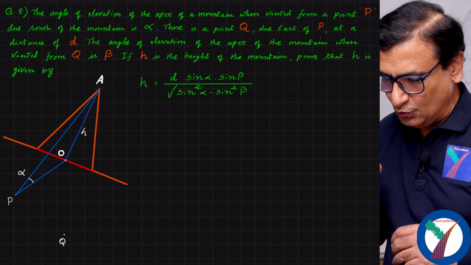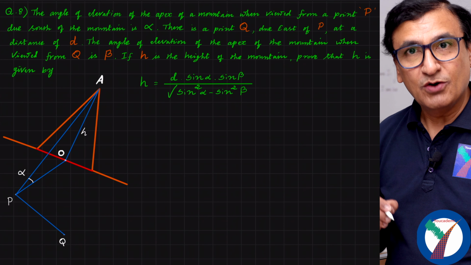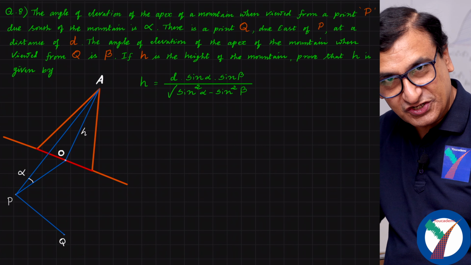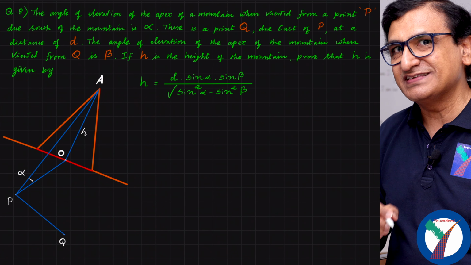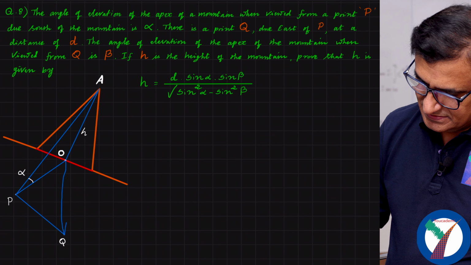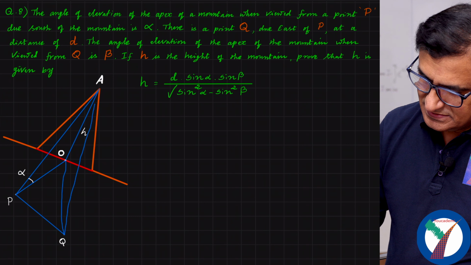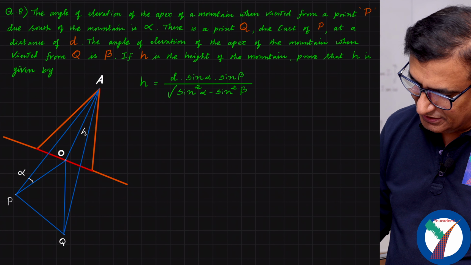Therefore, the angle OPQ is a right angle. Now, the angle of elevation from point Q to A is beta. That is, the angle OQA is angle beta. So this is angle beta. Let me mark the angle beta.